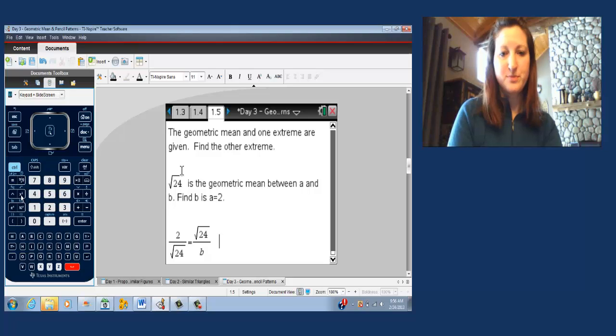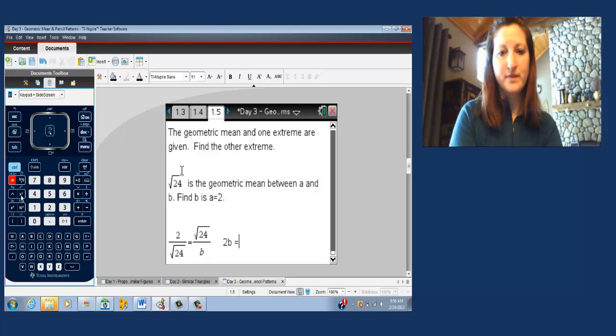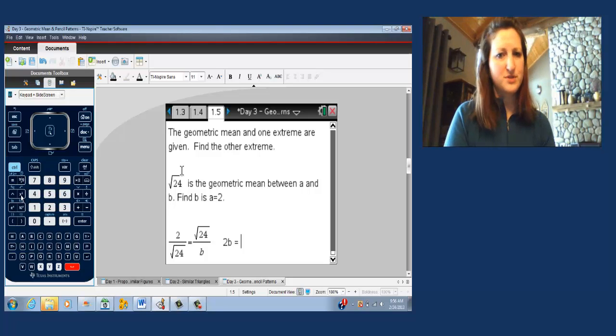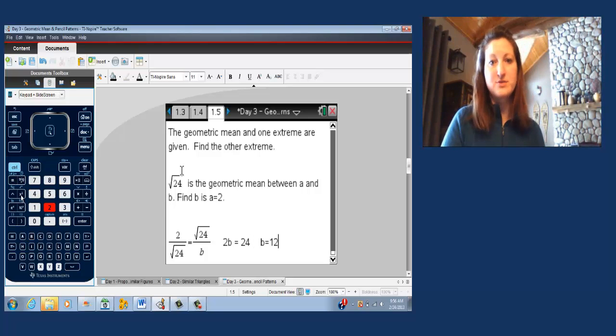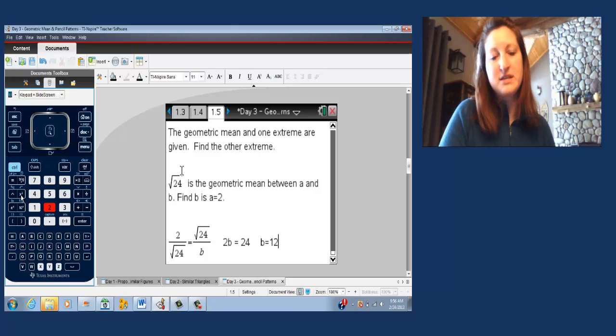Now, when I cross multiply here, 2 times B is 2B. And the square root of 24 times the square root of 24 is 24. And if I then divide both sides by 2, I get that B is equal to 12. Okay, so the other extreme would be 12 if my geometric mean was the square root of 24, and one of the extremes is 2.